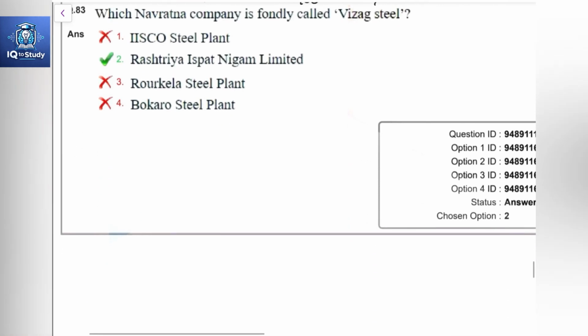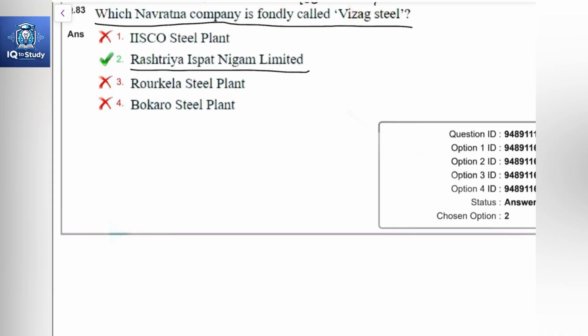Which Navaratna company is fondly called Vizag Steel? Rashtriya Ispat Nigam Limited. This is a Navaratna company and is called Vizag Steel. It is the corporate arm of Vizag Steel Plant and it is under the Ministry of Steel.